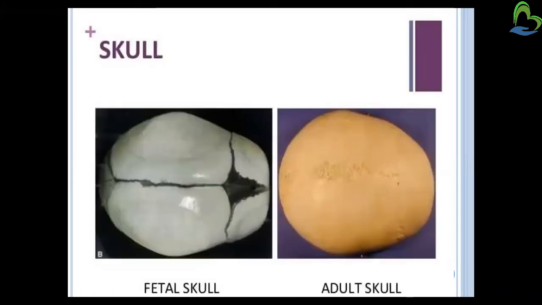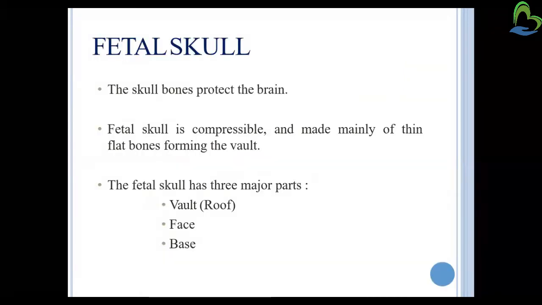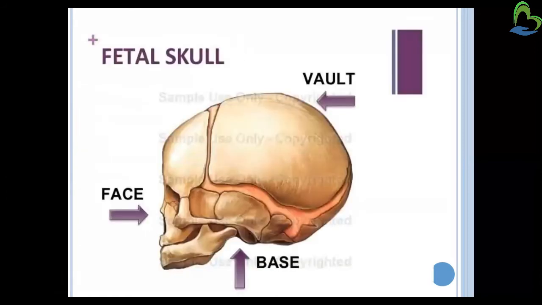Here you can see the two diagrams. The first is about the fetal skull and the second is about the adult skull. About the fetal skull, the fetal skull bone protects the brain. The fetal skull is compressible and it is made of thin flat bones forming the vault. The fetal skull has three major parts. The first is the vault, also called the roof. Then the second is the face, and third is the base. In the diagram, you can see the vault, base, and the face.